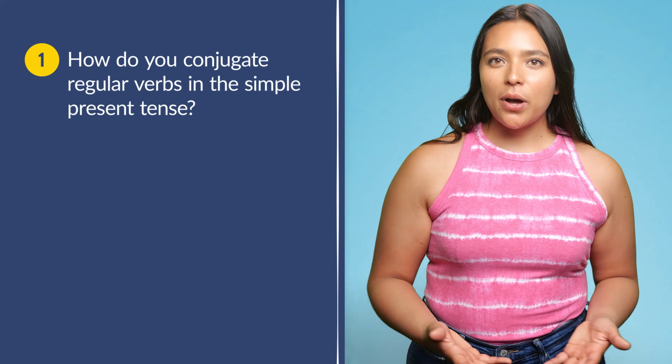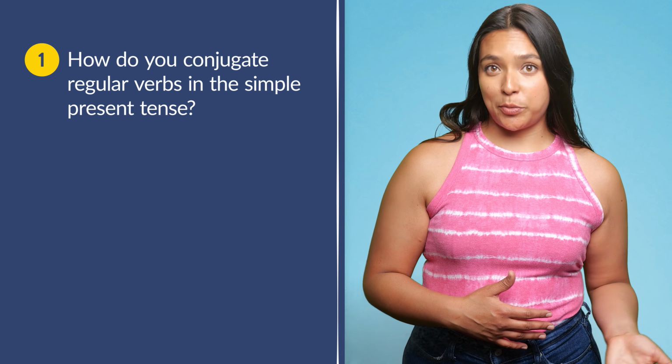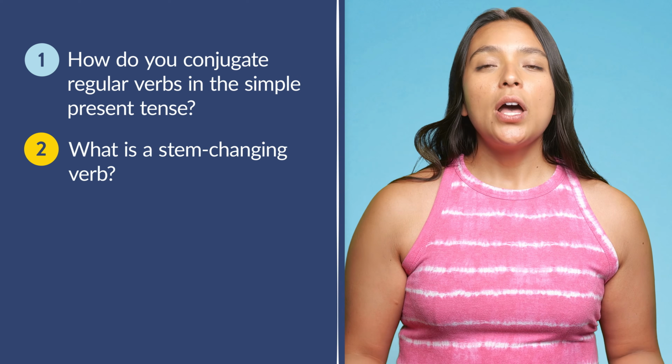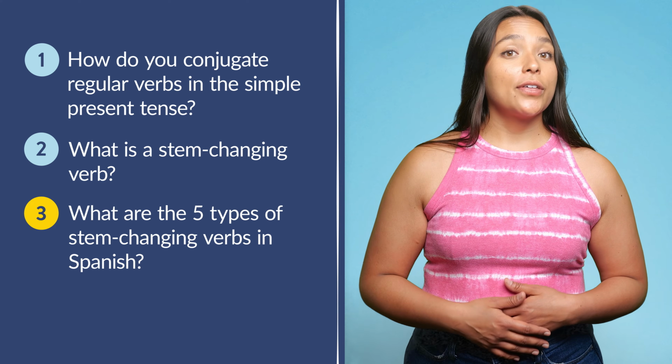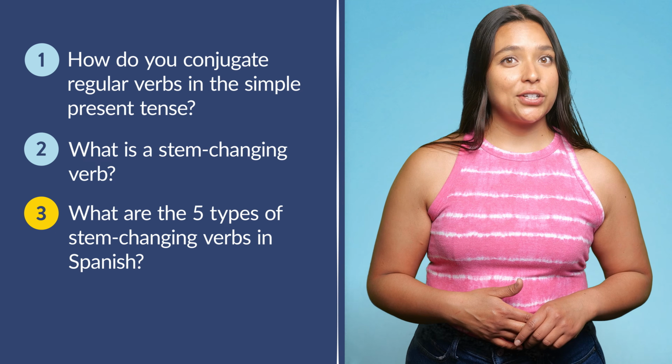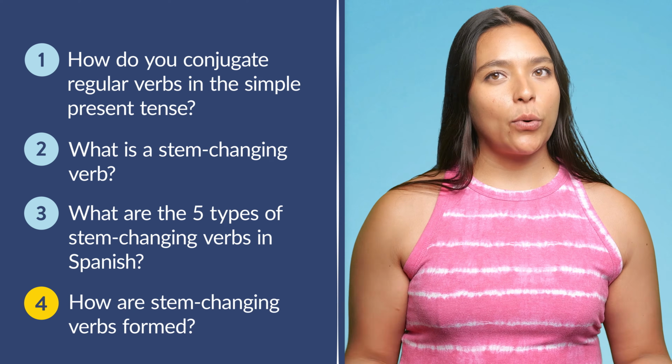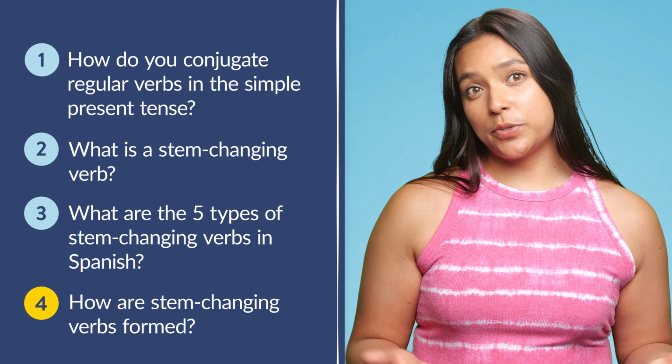To catch these pesky shapeshifters, we will have to answer 4 simple questions. Number 1. How do you conjugate regular verbs in simple present tense? Number 2, what is a stem-changing verb? Number 3, what are the 5 types of stem-changing verbs in Spanish? And number 4, how are stem-changing verbs formed? By the end of this video, you'll be able to spot shape-shifting stem-changing verbs a mile away.